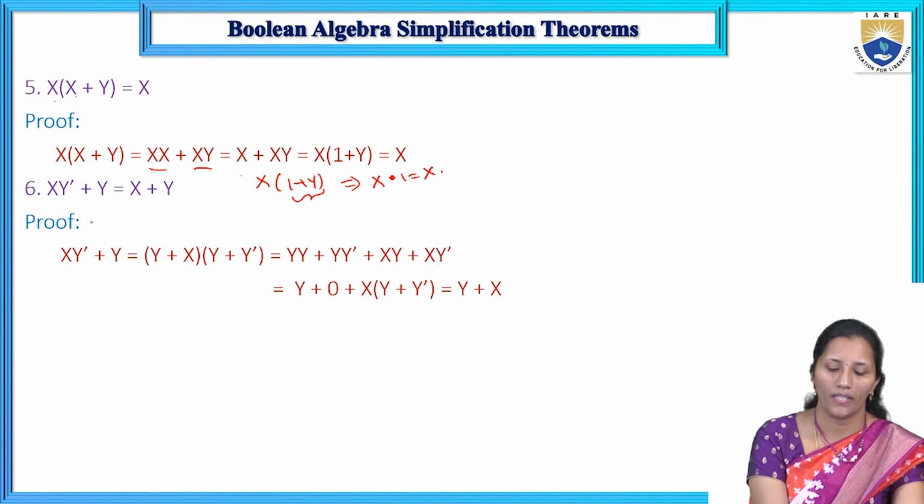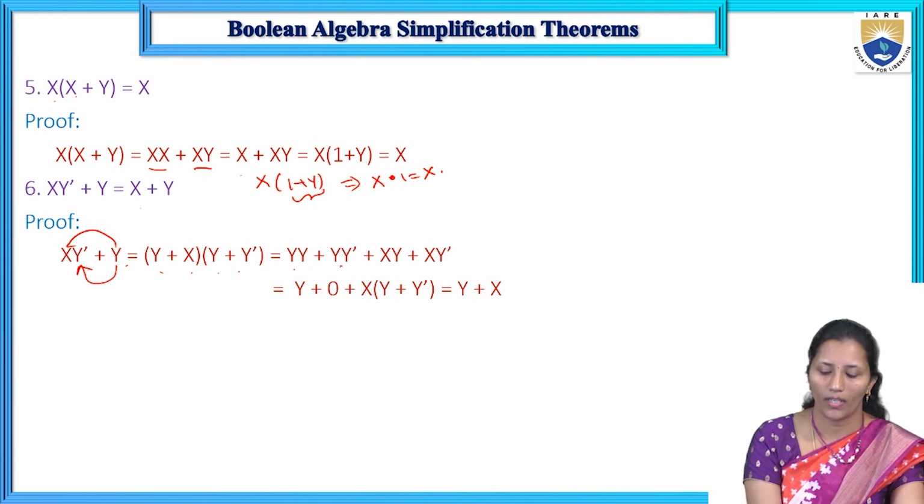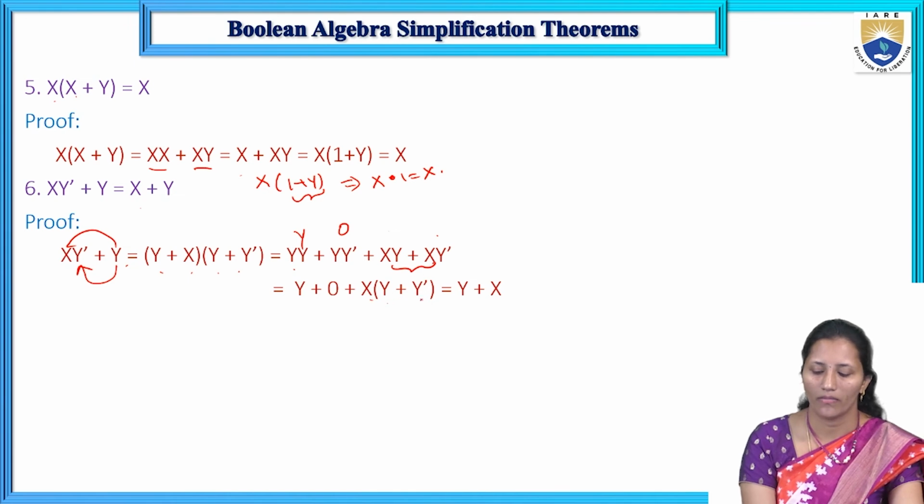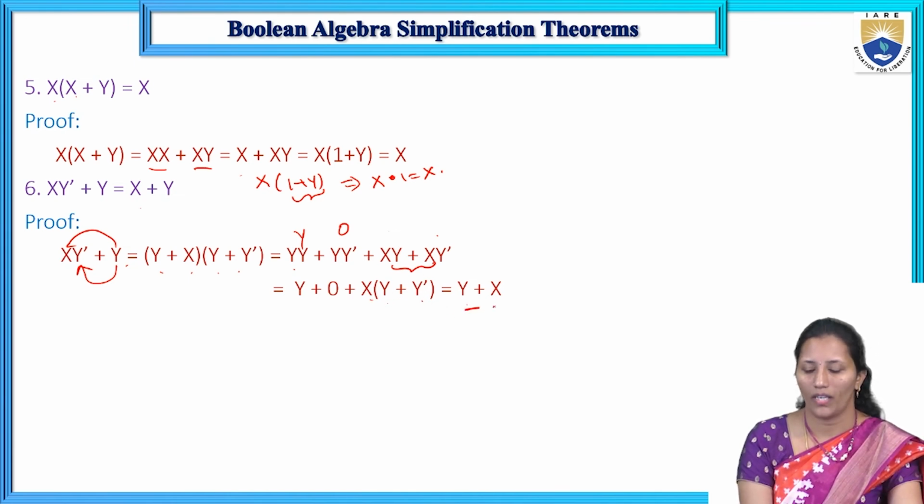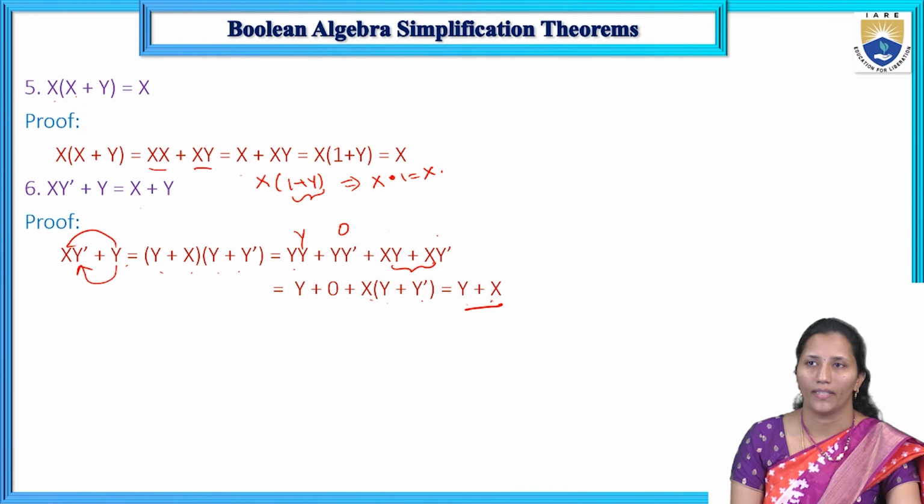xy bar plus y is equal to x plus y. Here we can write this as y plus x into y bar. So y into y bar is 0, this is y, this is xy and xy bar. Take the common term x from here, so y plus y bar is equal to 1. So we are going to get x plus y.